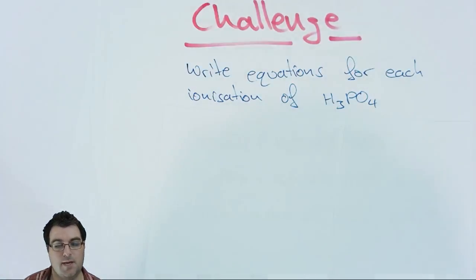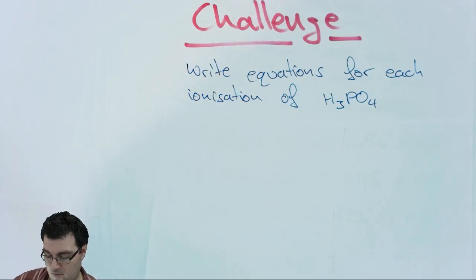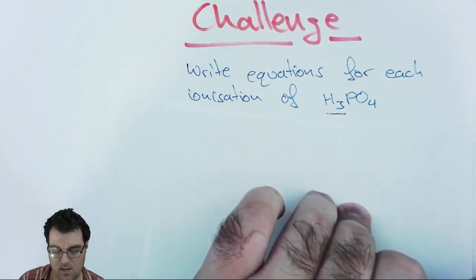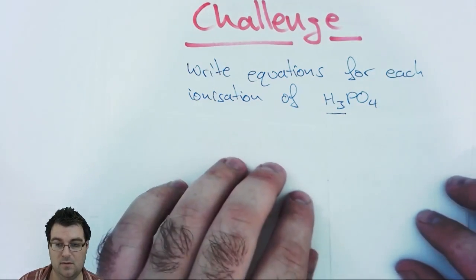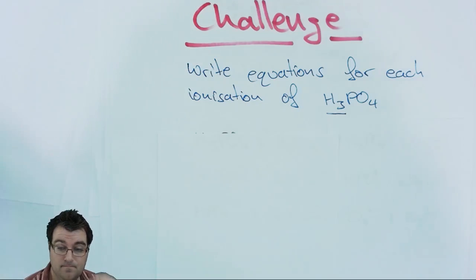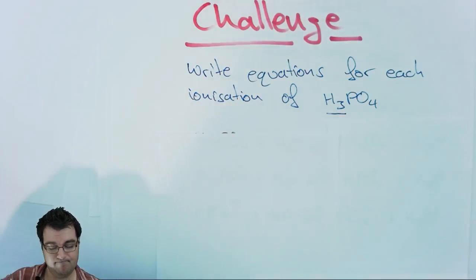Okay, time for a challenge. Your challenge is to write equations for each ionization of phosphoric acid, of which there are 3 protons that can be donated. Just remember the idea is to have a go at home at writing each of these ionization equations, each of these reactions with water. So hit pause and give it a go at home. When you're done, hit play and I'll go through the answer. Don't forget to hit pause.